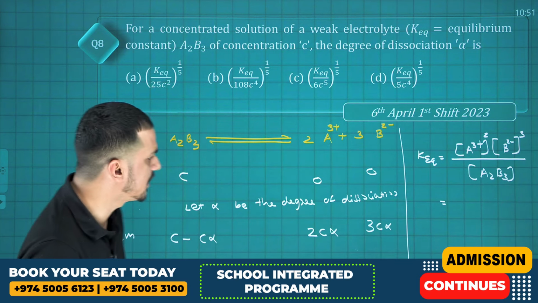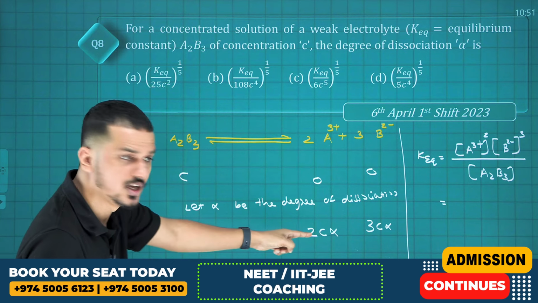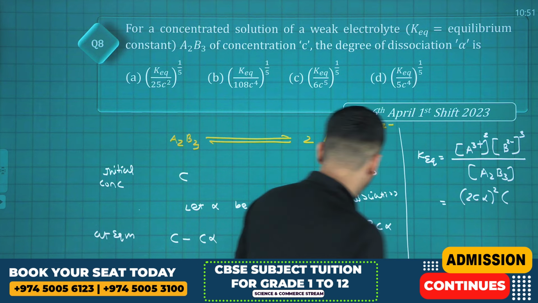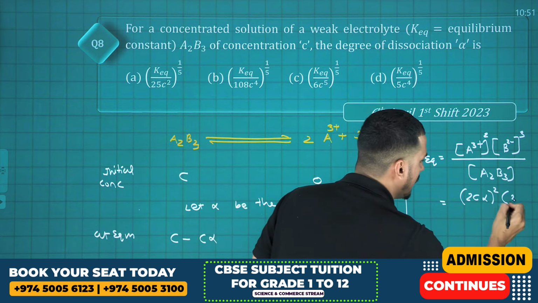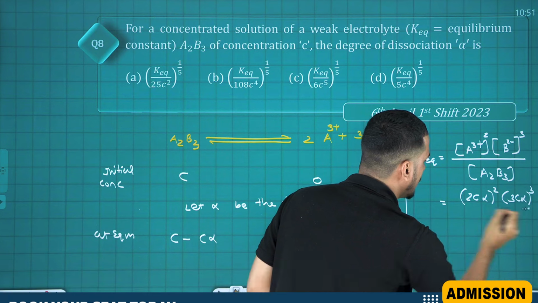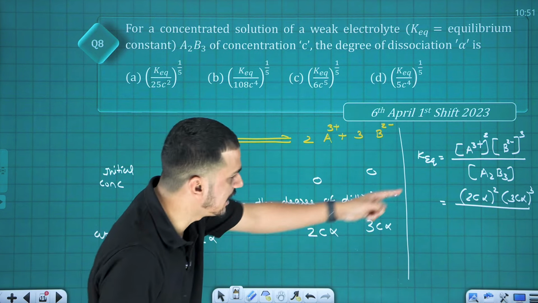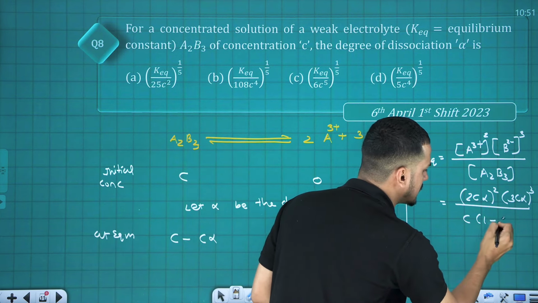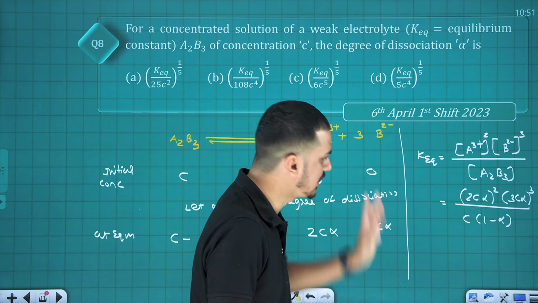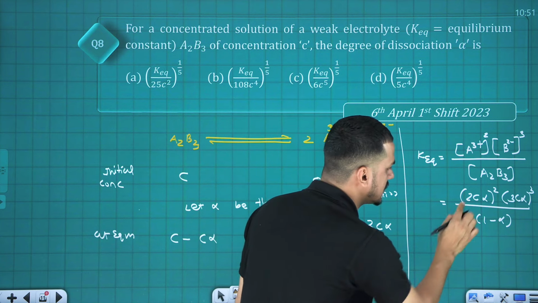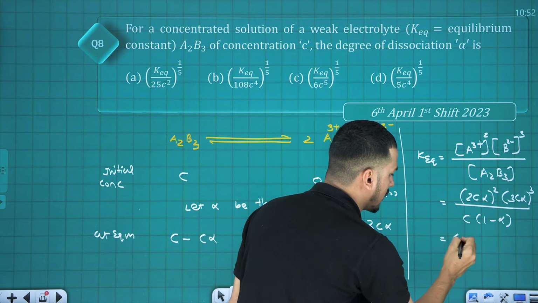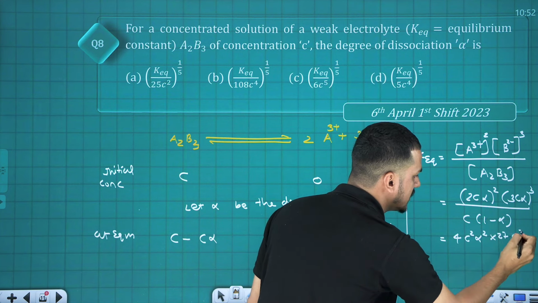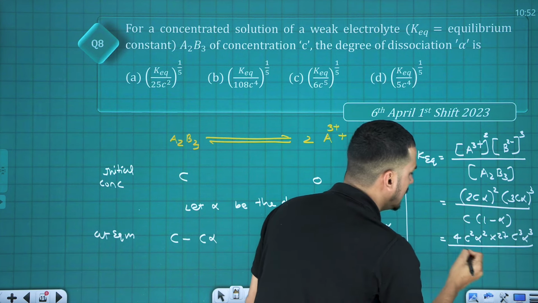What's the concentration of A3+ all squared? It is 2C alpha, so 2C alpha all squared, into B2- which is 3C alpha all raised to 3, divided by the concentration of A2B3, which is C minus C alpha, that is C into 1 minus alpha. Clear? That's equal to K equilibrium. Now I can cancel things. 2 raised to 2 means 4, so 4C square alpha square. 3 cube means 27, so 27C cube alpha cube, divided by C.